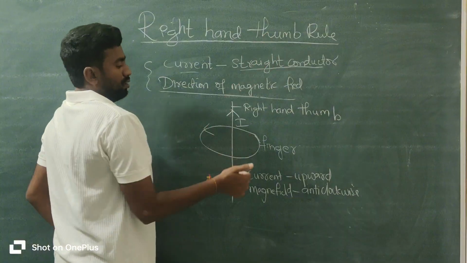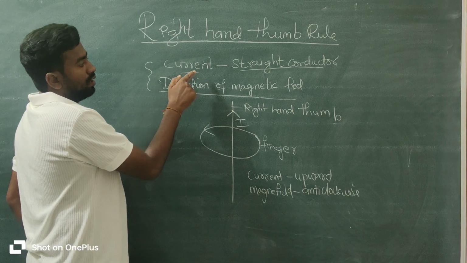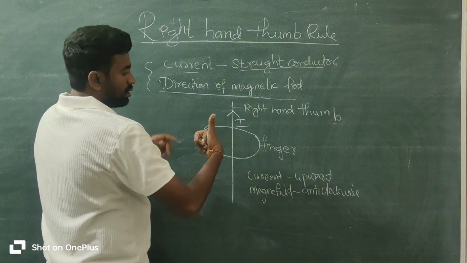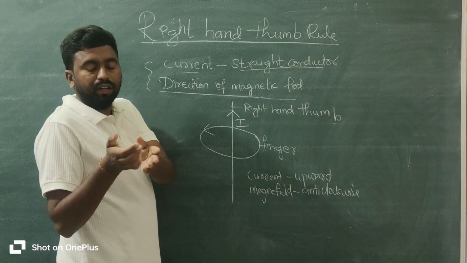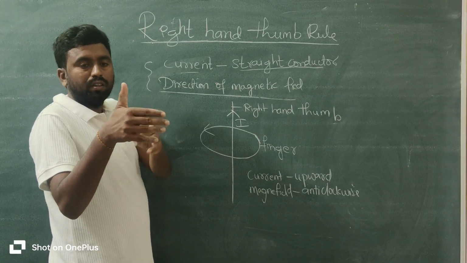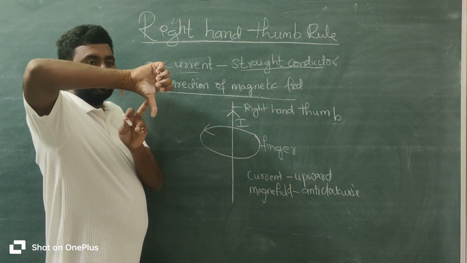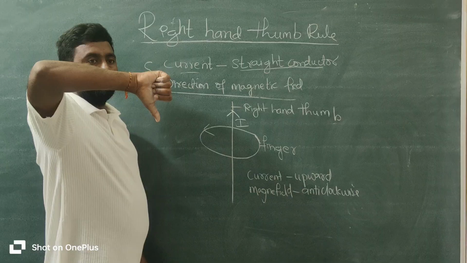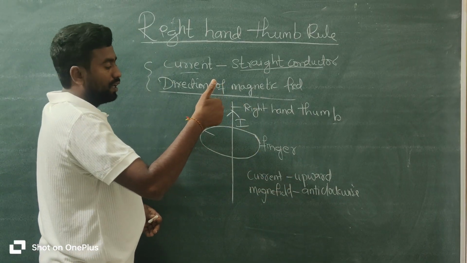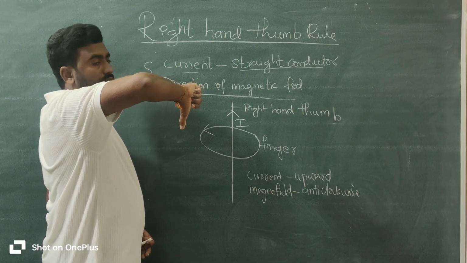Right hand thumb rule. This is the right hand, this is the thumb, these are the fingers. It gives the relation between current in a straight conductor and direction of magnetic field. The thumb represents current, and the fingers represent magnetic field. When the current is moving upward, the direction of magnetic field is anti-clockwise. When the direction of current is downward, the direction of magnetic field is clockwise.